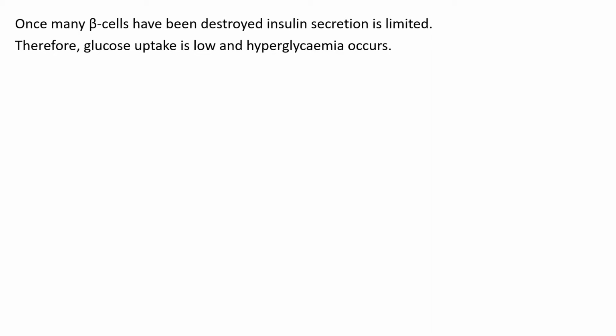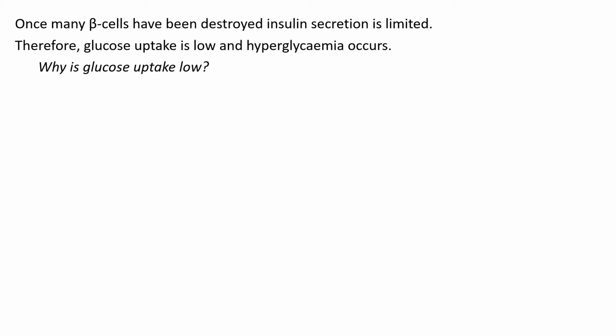Okay, so they can't regenerate fast enough, the beta cells. So once many of them have been destroyed, insulin secretion is going to be limited, synthesis and secretion. Therefore, of course, glucose uptake is going to be low, and if it's not taken into the cells, it's going to remain in the blood, and hyperglycemia occurs.